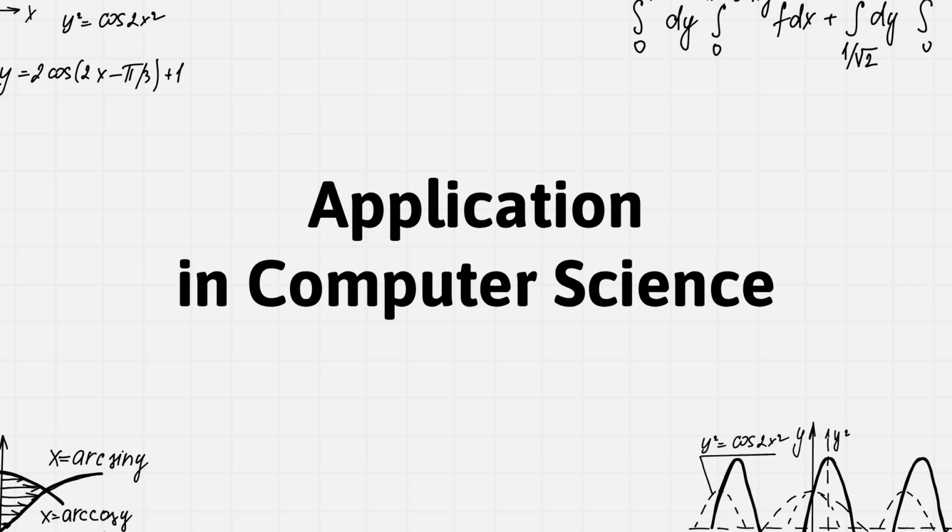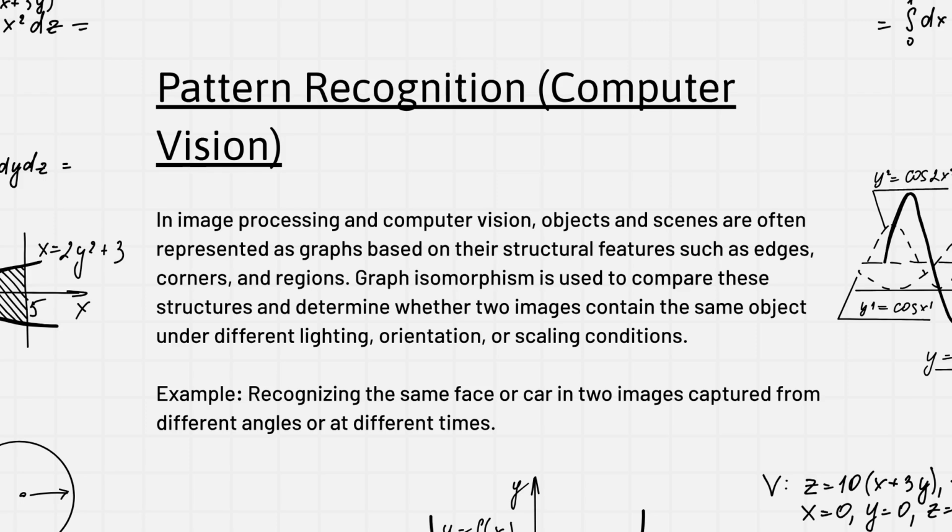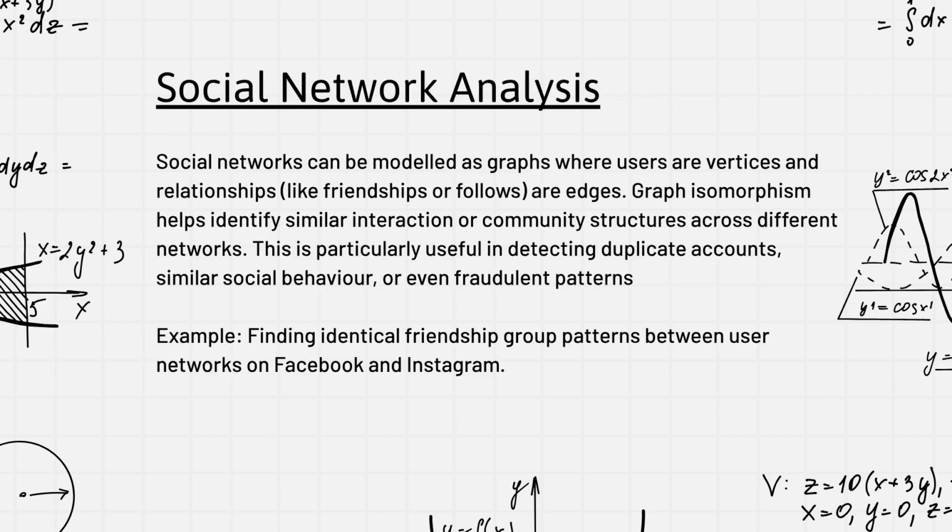Graph isomorphism is also extensively applied in computer science. In pattern recognition and computer vision, objects are represented as graphs based on features like edges and corners. Graph isomorphism determines if two images contain the same object under varying conditions, such as recognizing the same face or car from different angles. For social network analysis, users are vertices, and relationships are edges. Graph isomorphism helps identify similar community structures across networks, which is useful for detecting duplicate accounts or fraudulent patterns.